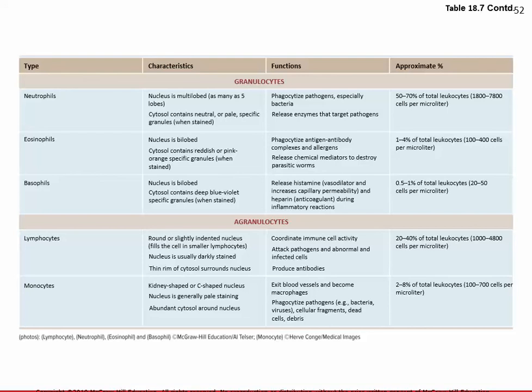So the most common are neutrophils, then lymphocytes, then monocytes, then eosinophils, and basophils are the rarest ones. The mnemonic to remember this is never let monkeys eat bananas. Most, second, third, fourth, and fifth.